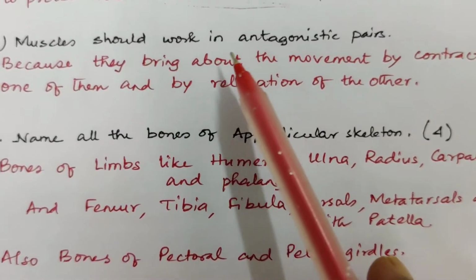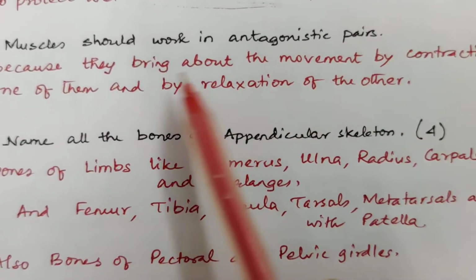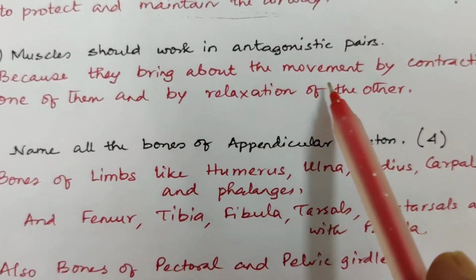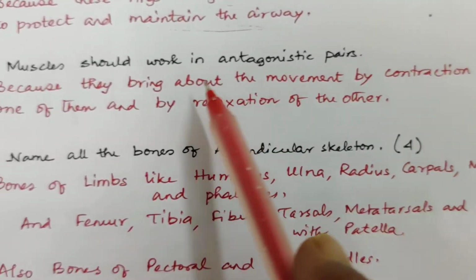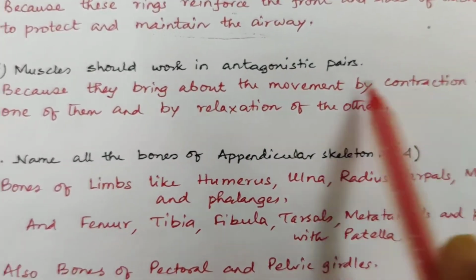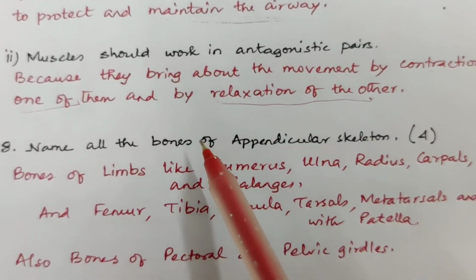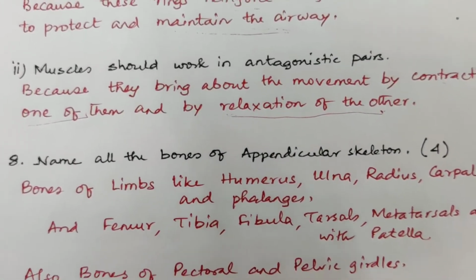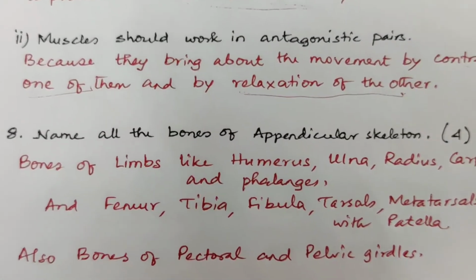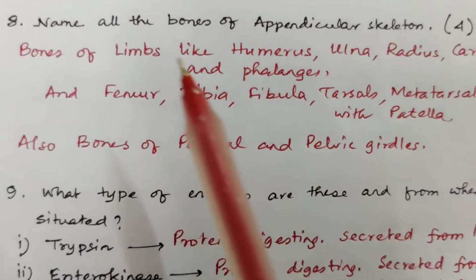Now muscles should work in antagonistic pairs. Why? Because they bring about the movement by contraction of one of them and by relaxation of the other. That means if one brings about flexion, other brings about extension.